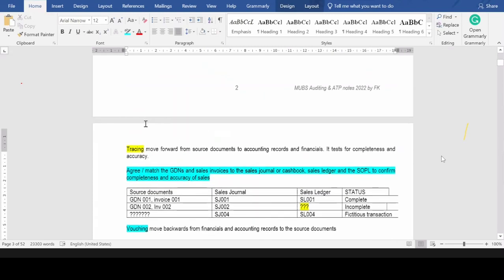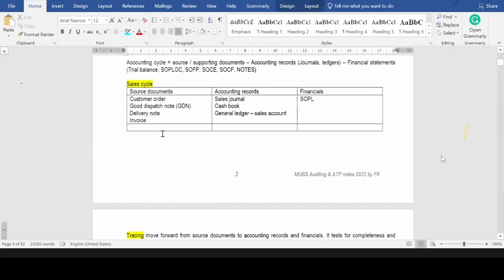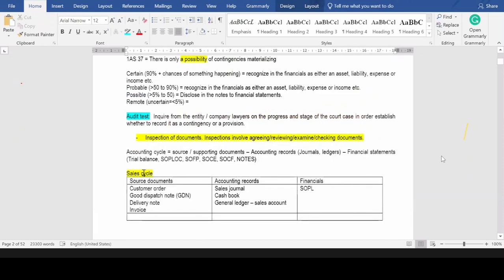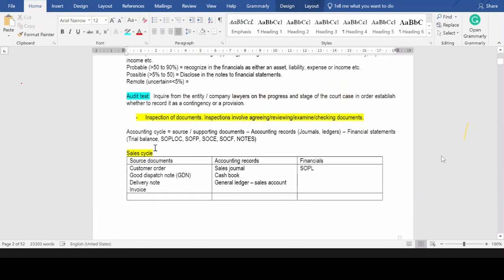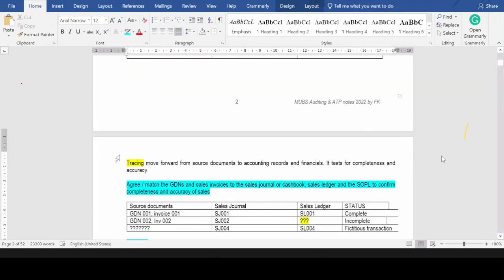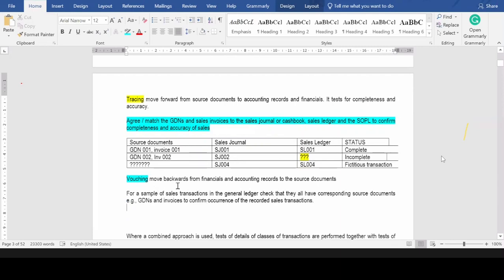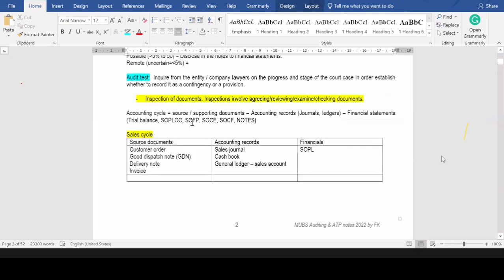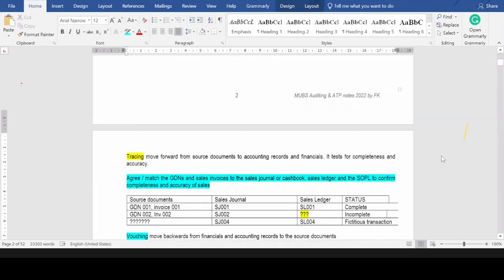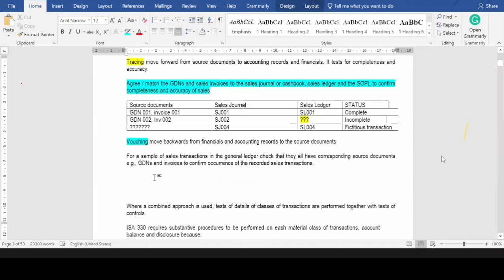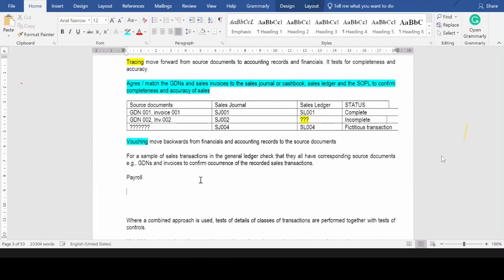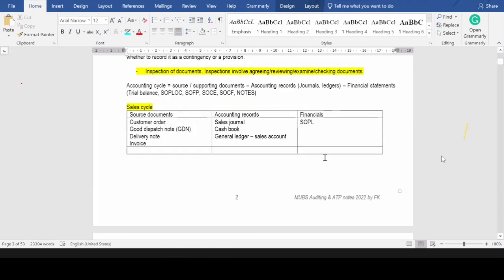So those are the two types of inspections. There's vouching and tracing. Tracing, you move forward. Vouching, you move backwards. Look at more of this, and even do it for the payroll. For example, if it's payroll, these are the synonyms I said we use.